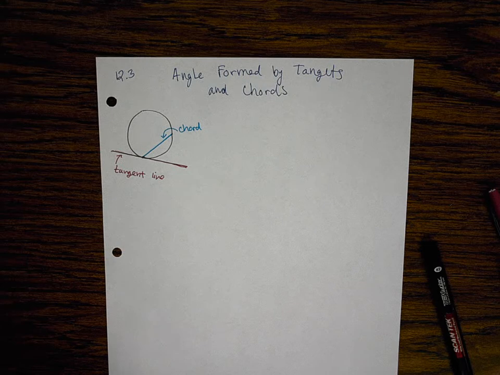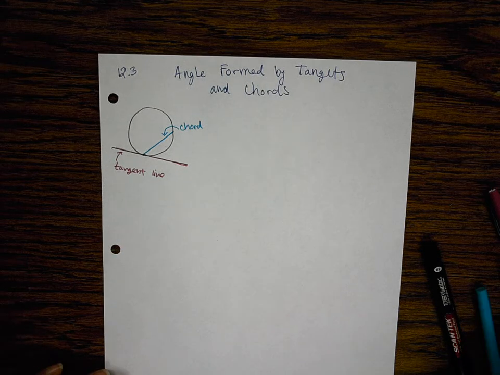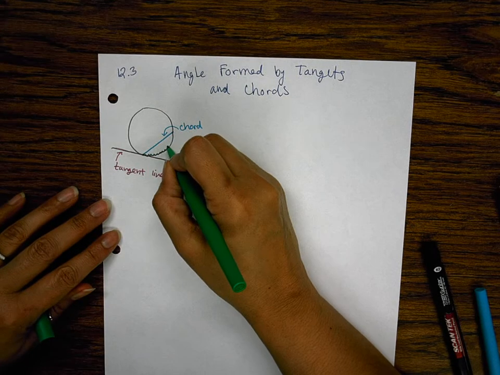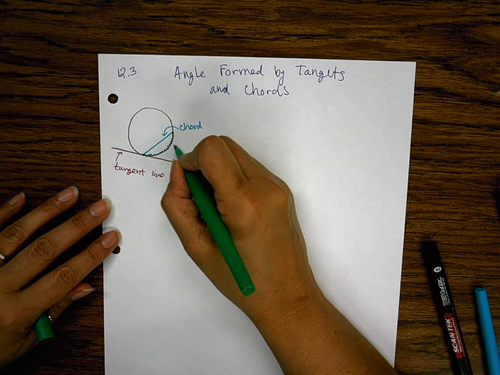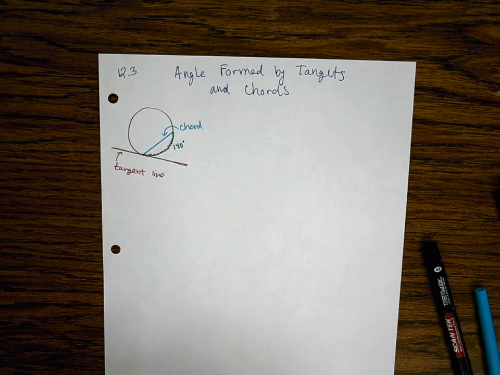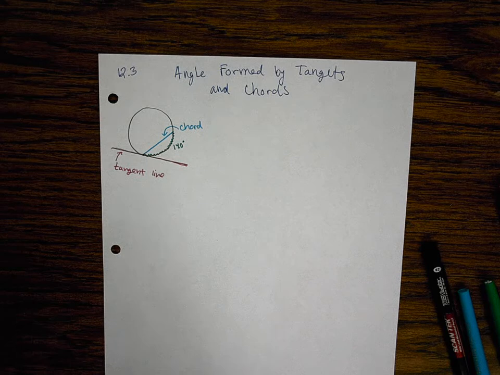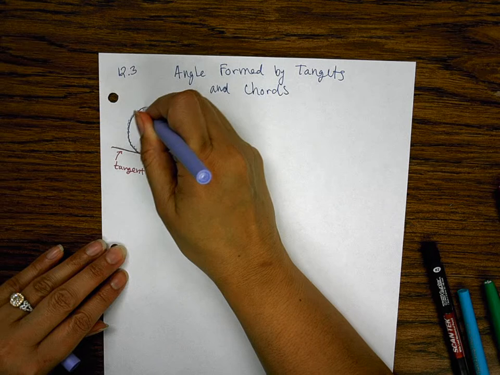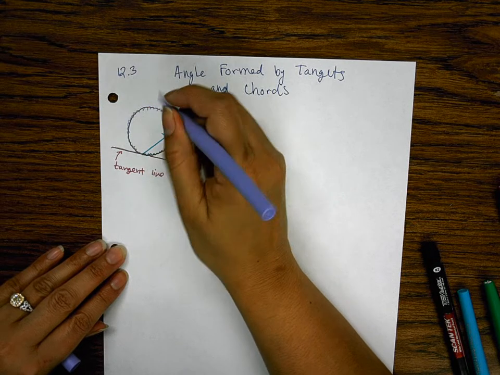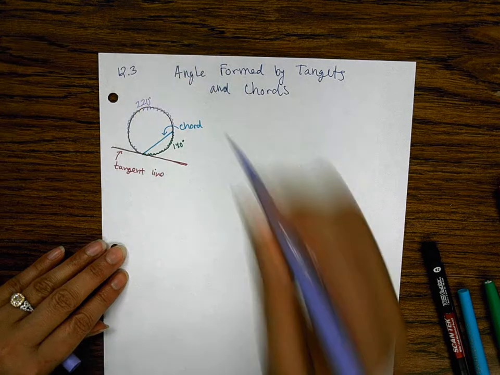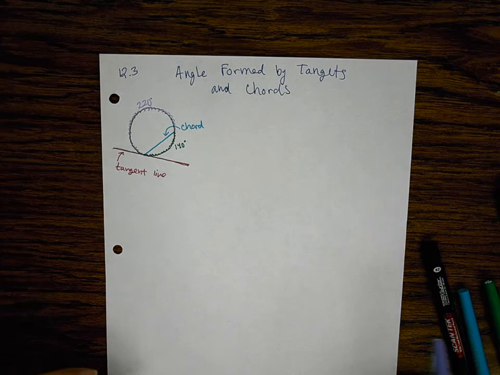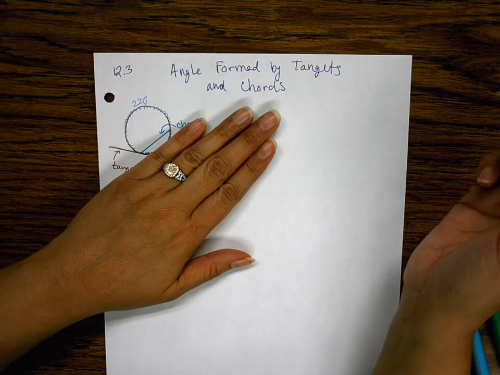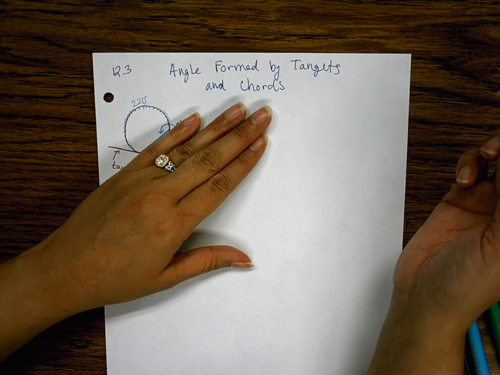Now, I am going to give you that this measure down here of this arc is 140 degrees, and the measure of the bigger arc would have to add up to 360, so 360 minus 140 is 220. So what you'll need to know is these angles here are not central angles, they are inscribed angles because they're on the edge of the circle.